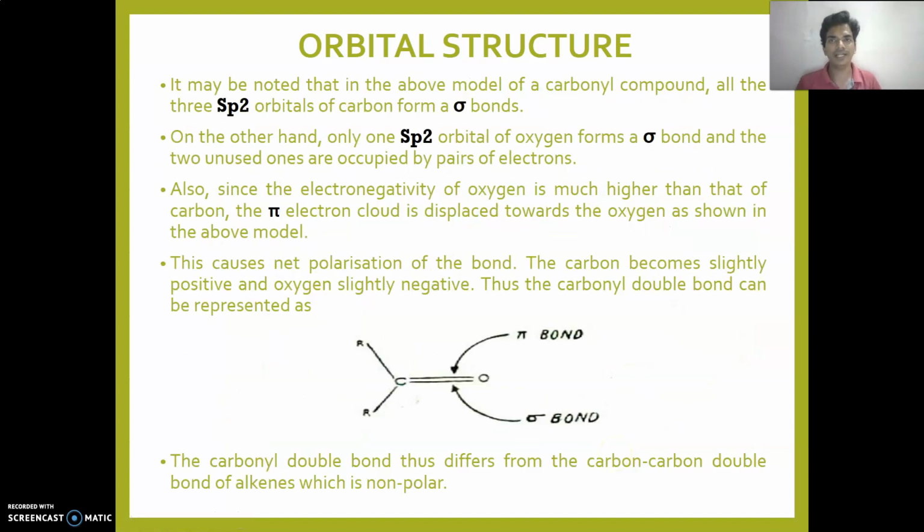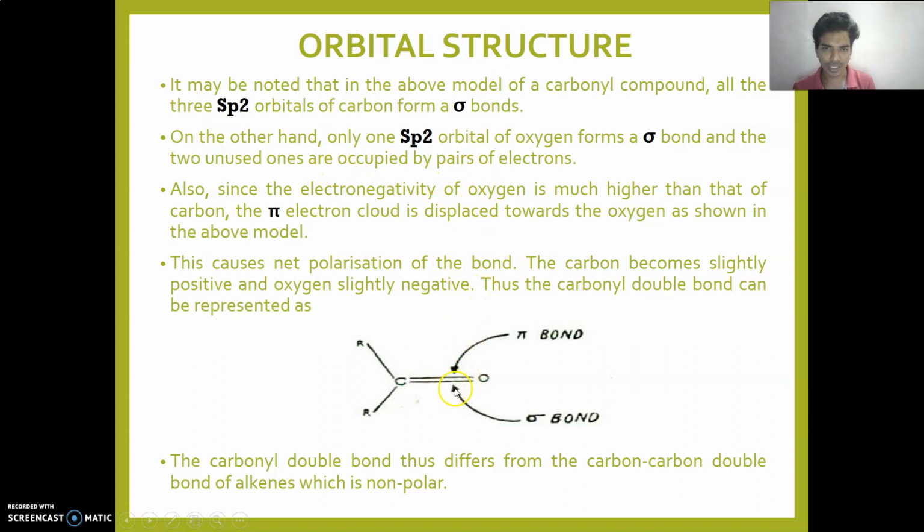Then it may be noted that in the above model of the carbonyl compound, all three sp2 orbitals of the carbon form sigma bonds. Here is one sigma bond, here is one sigma bond, and here is one sigma bond. So it will form a total of 3 sigma bonds from the sp2 hybridized orbitals. And on the other hand, one sp2 hybridized orbital of oxygen forms a sigma bond, and the 2 unused ones are occupied by pairs of electrons.